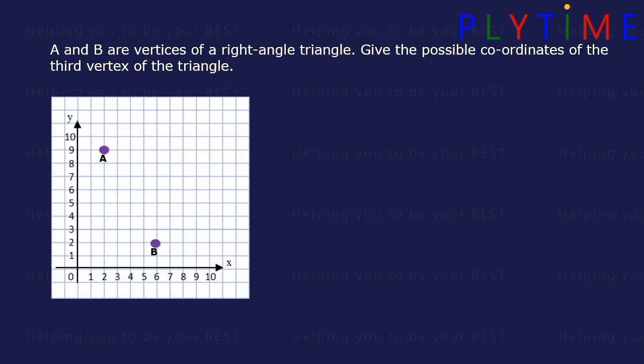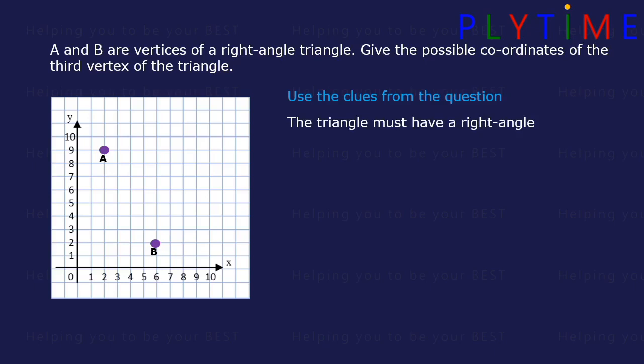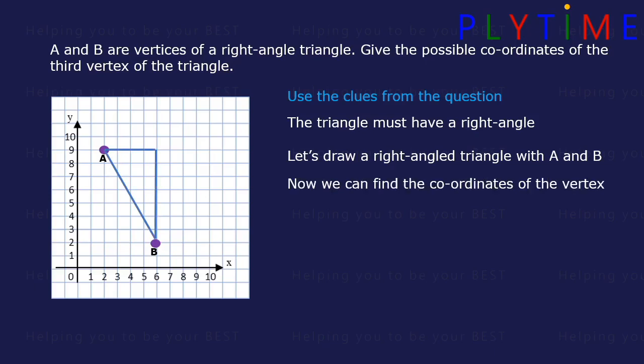A and B are vertices of a right-angled triangle. Give the possible coordinates of the third vertex of the triangle. Use the clues from the question. The triangle must have a right angle. So we can draw a right-angled triangle using A and B. It could be drawn like this. Now we can find the coordinate of the vertex. First we read across the x-axis to 6, then up the y-axis to 9.